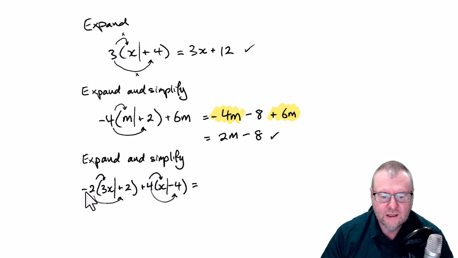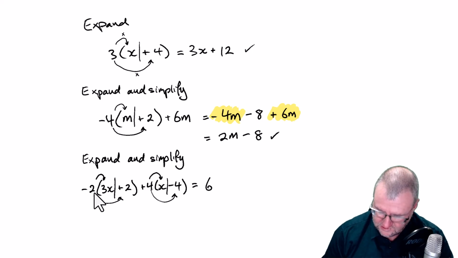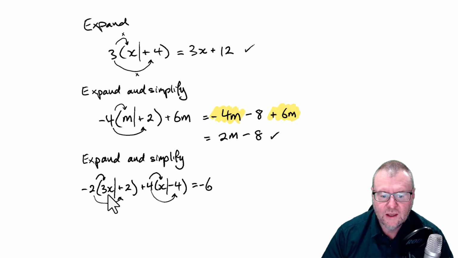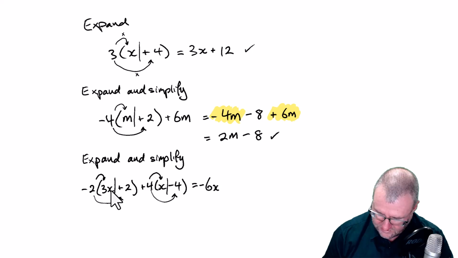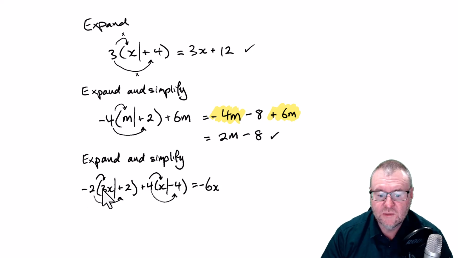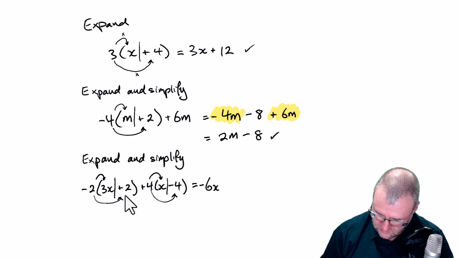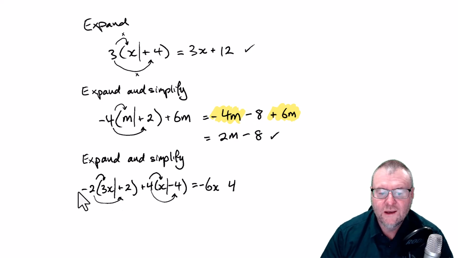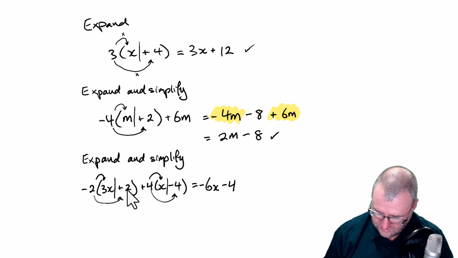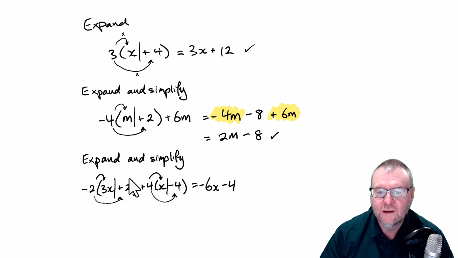This bit here, negative 2 times 3x. Do the numbers first. 2 times 3 is 6. It's a negative and a positive, so that will be a negative 6. There's an x here, so that has to stay in the multiplication. So I did the numbers first. Any letters have to go back in. So negative 2 times 3x gives me negative 6x. Negative 2 times positive 2. Do the numbers first. 2 times 2 is 4. It's a negative and a positive, so that gives me a negative answer. All right, we've expanded that piece.